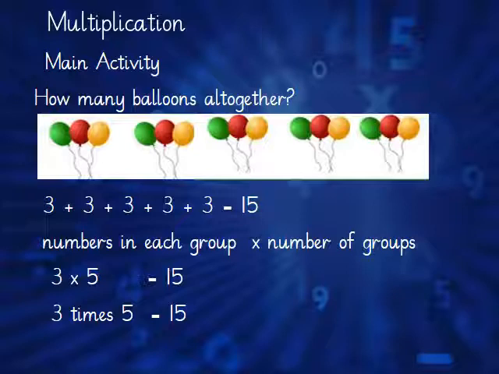Remember children that multiplication is repeated addition as well. Another way is by writing the number in each group multiplied by the number of groups. For this, we need to have the same number of items in each group. And we have a sentence over here: 3 multiplied by 5 is equal to 15. This sign of cross is the sign of multiplication.